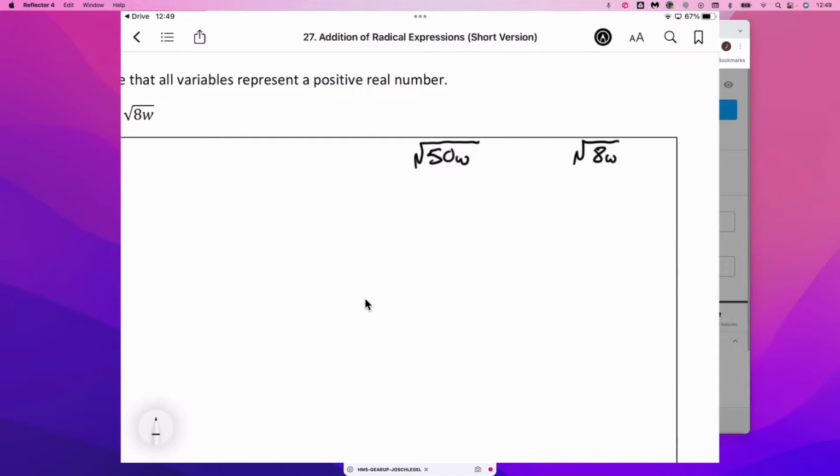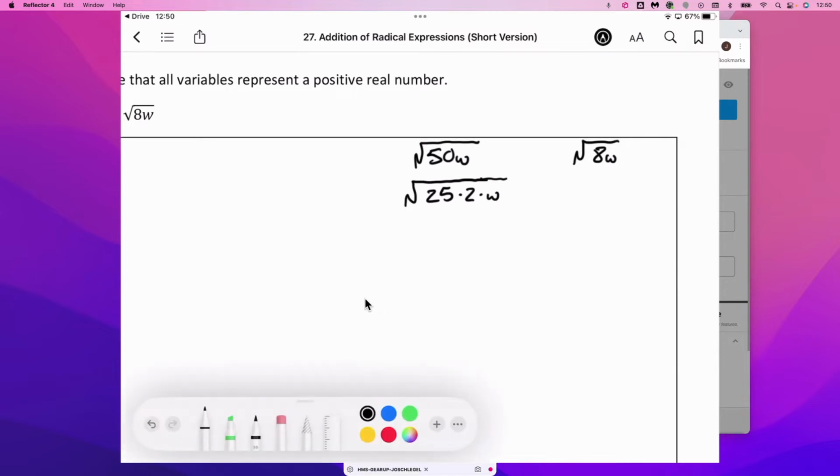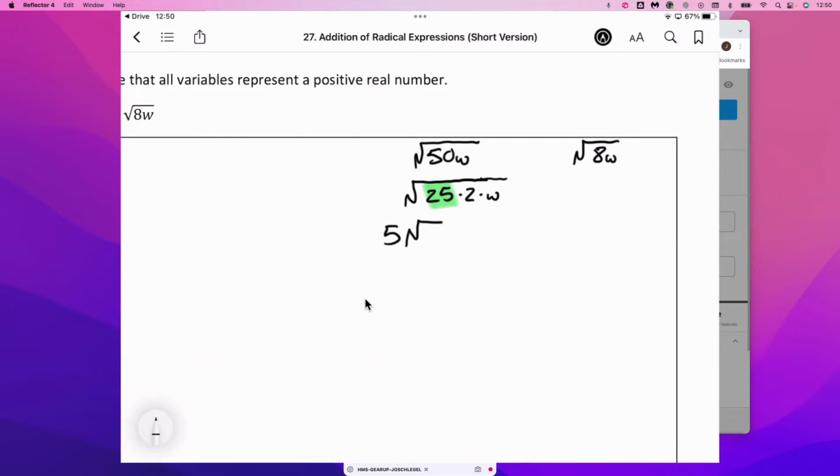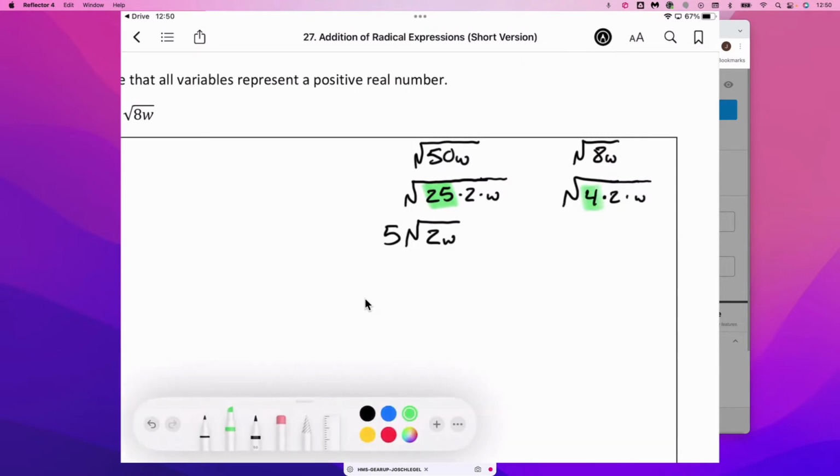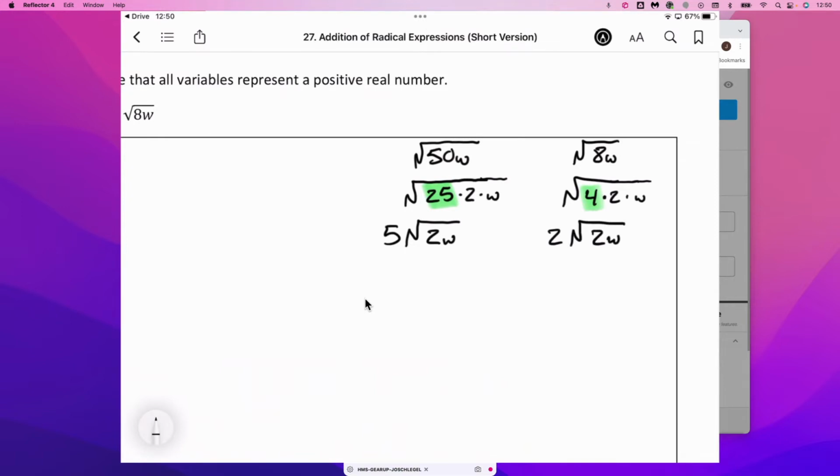And so factors of 50 that have a square root, we're looking for the biggest one. The biggest one is 25. 25 times 2 times w is how that will break up. The square root of 25 is 5. And that leaves 2w inside the radical symbol. And for 8w, we get a 4 times 2 to make 8. And then the w is still there. So we take the square root of that 4. We get a 2 times the square root of 2w.